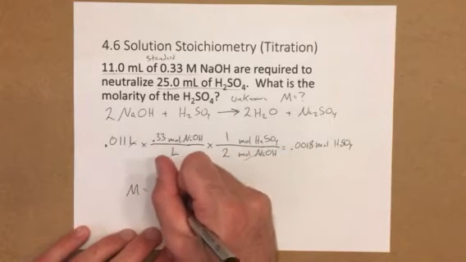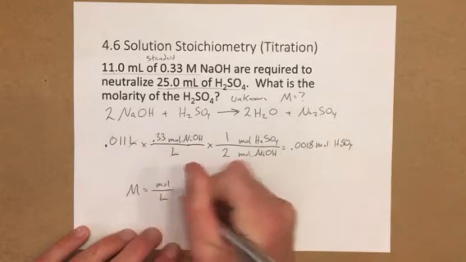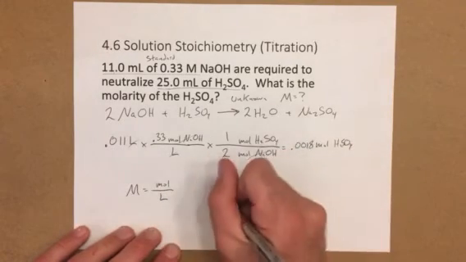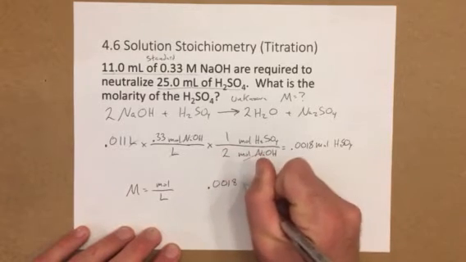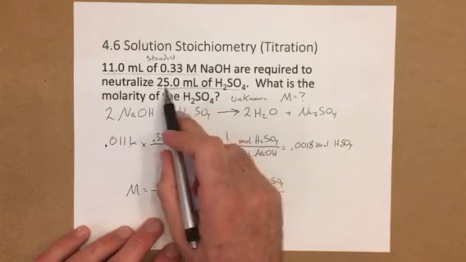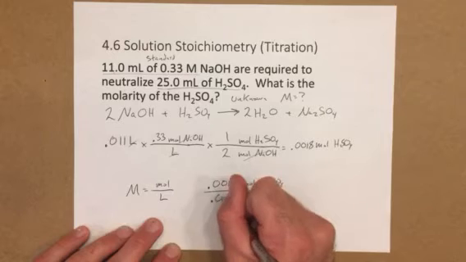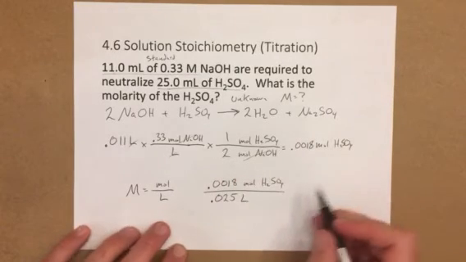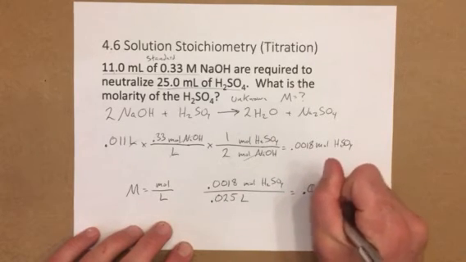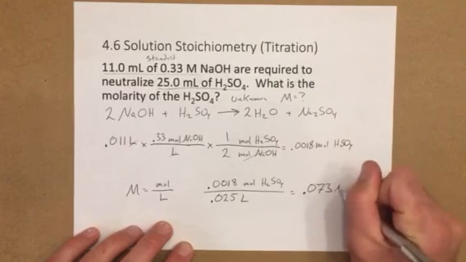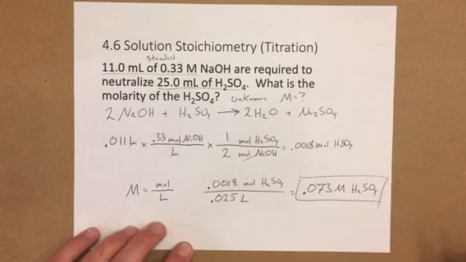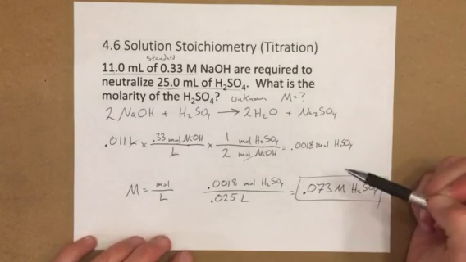And now we're ready to calculate the molarity. Remember, molarity is moles per liter, so moles of solute per liter of solution. And so we had 0.0018 moles of H2SO4. And the volume of that was 25 milliliters, or 0.025 liters. And so we'll divide moles of solute by liters of solution, and we get 0.073 molar H2SO4. And so that's an example of how to do the calculations for a titration problem.